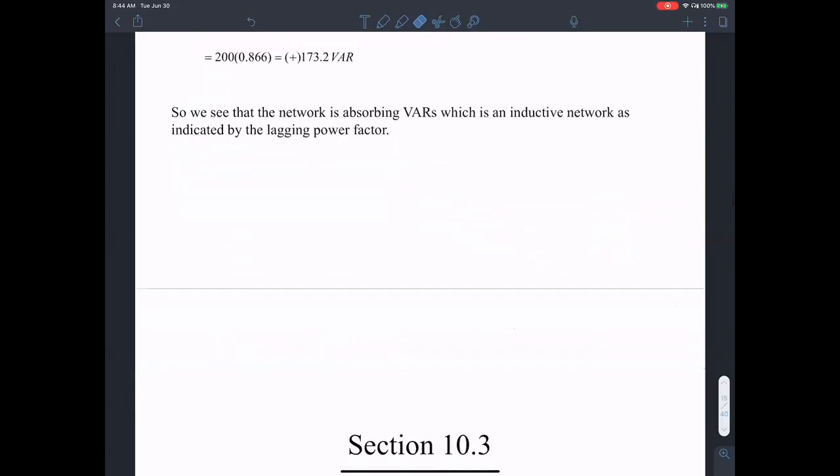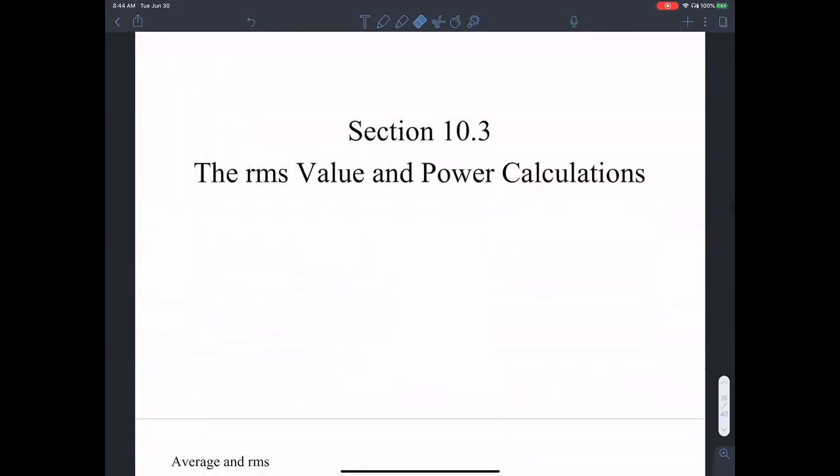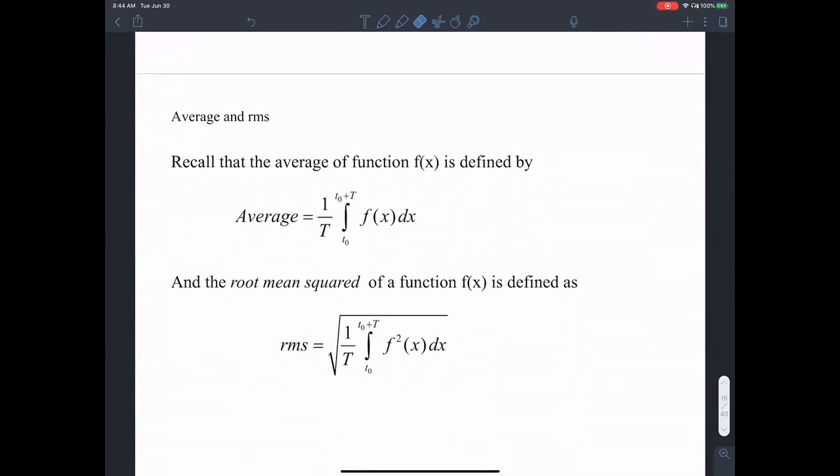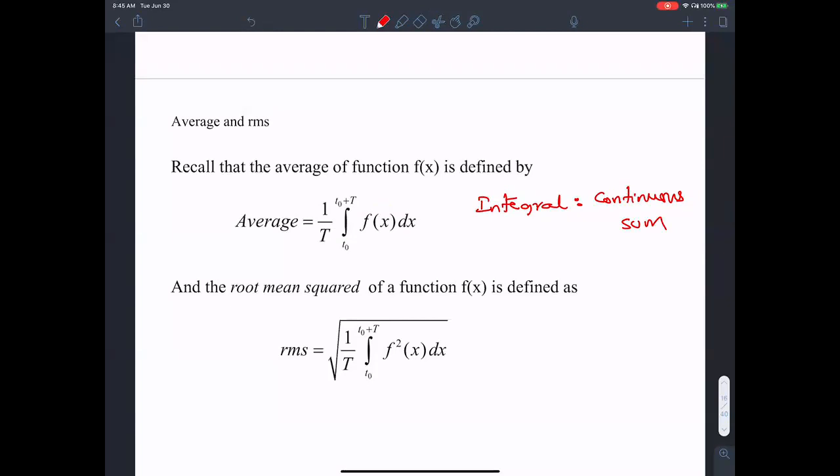Now let's look at the RMS value, and power calculations in terms of the RMS value. The average of a function f of x is given by the integral of f of x dx. So an integral, intuitively thinking about it, is a continuous sum, or area under the curve. If I have a function, I make a continuous sum of all the values of the function and divide it by the range, the number of terms, which here is t, that's the difference. Then I have an average.